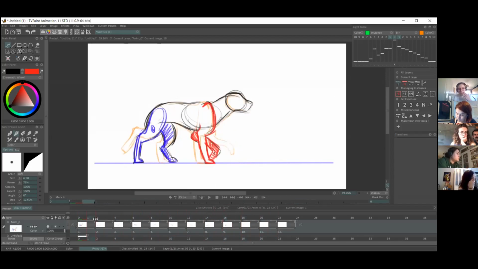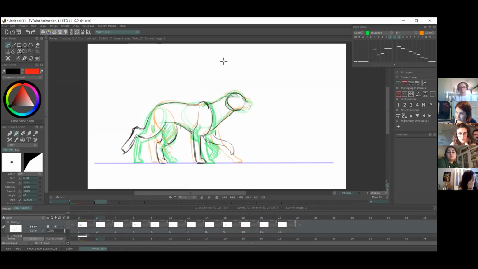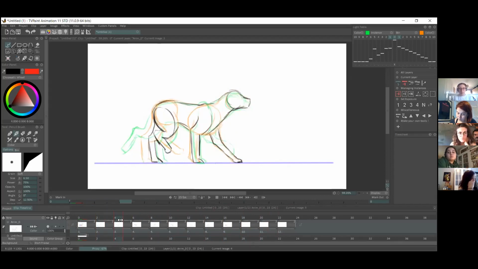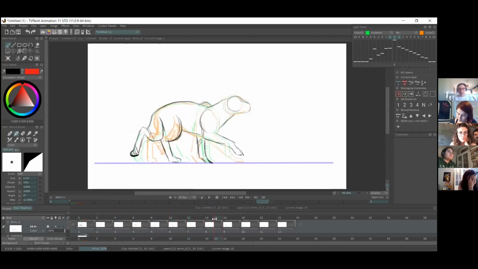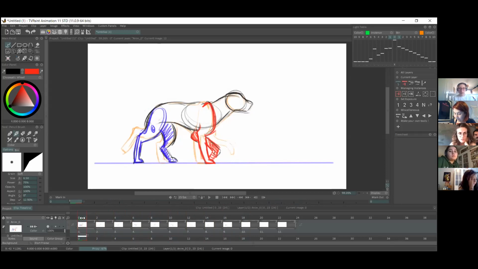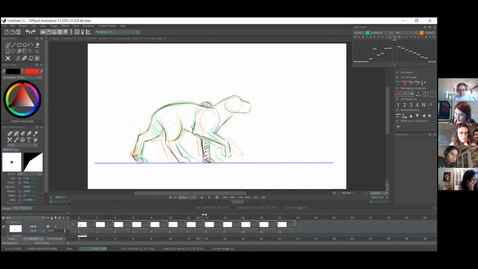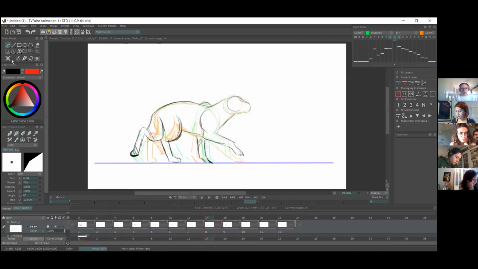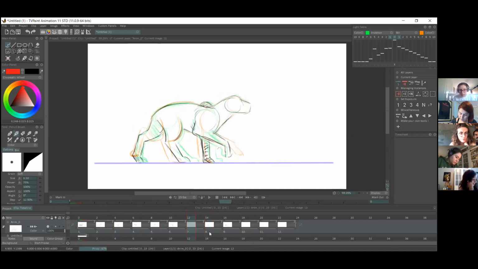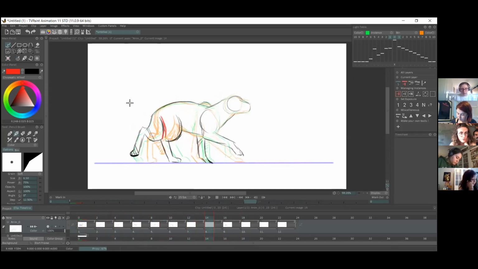It's good to run through the animation as you're working to check your animation. So as you can see, let me highlight this leg that I'm highlighting in red. If you see how it's moving.